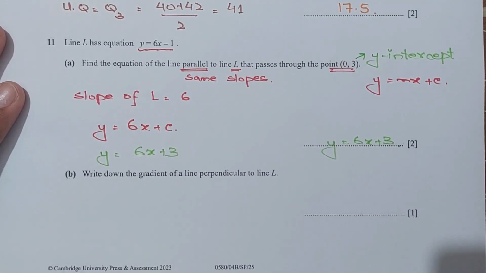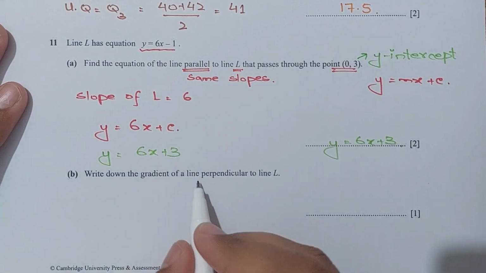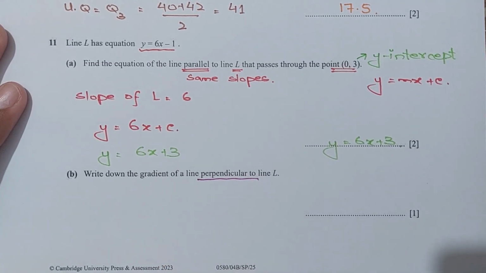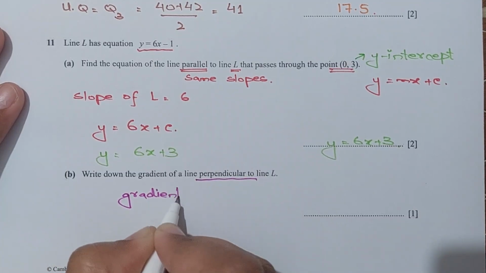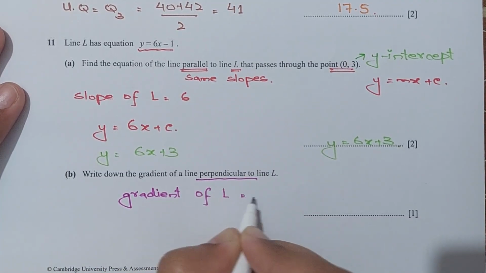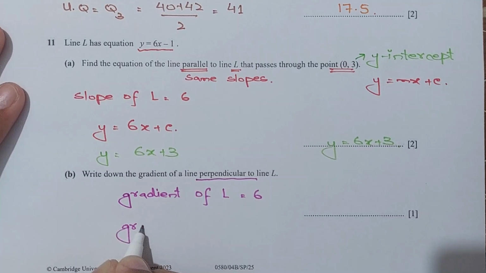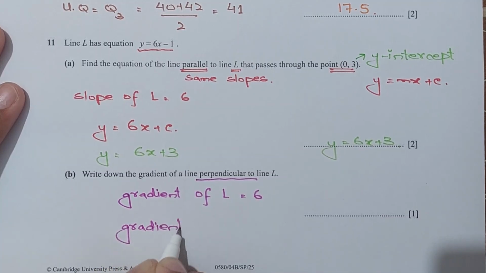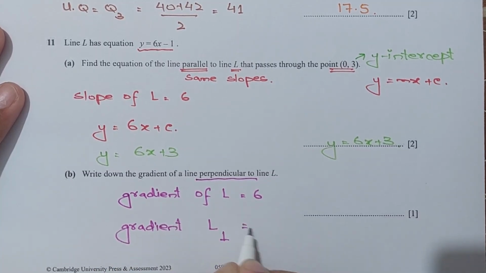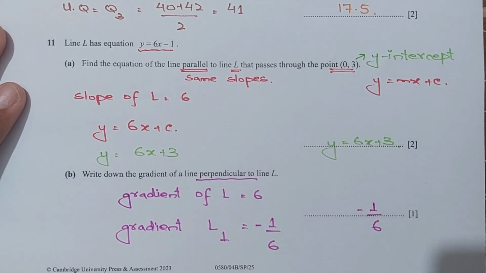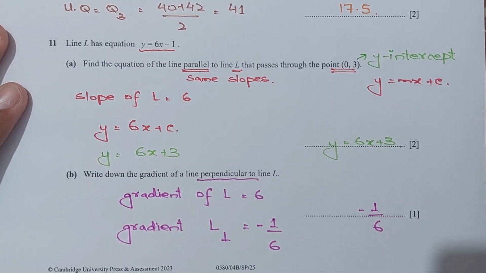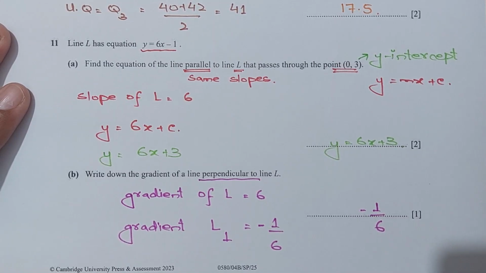Now for part B, write down the gradient of the line perpendicular to L. The gradient, or we can say the slope, of line L is 6, and the gradient of the line that is perpendicular to L is negative, the reciprocal of 6, which is 1 by 6. Negative reciprocal every time. When the lines are parallel, they have the same slopes. When the lines are perpendicular, their slopes are negative reciprocals.